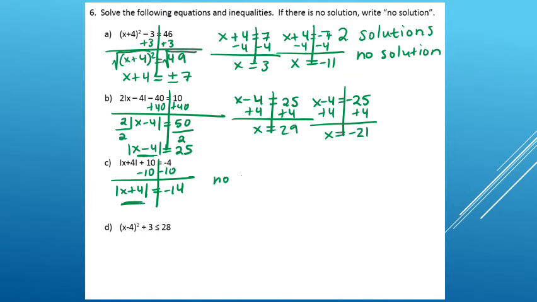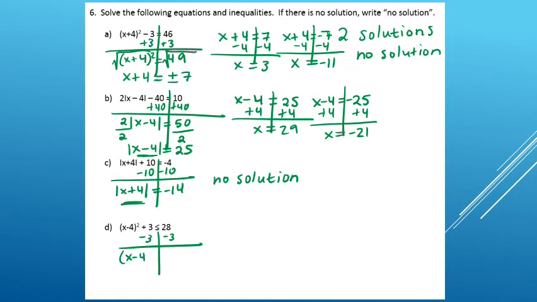So unfortunately, this one has no solution because there's no number where I can find the absolute value and create a negative value. For D, we have an inequality, which we're going to solve similar to an equation. Remember again that it should have two solutions. So I'm going to subtract 3 from each side.